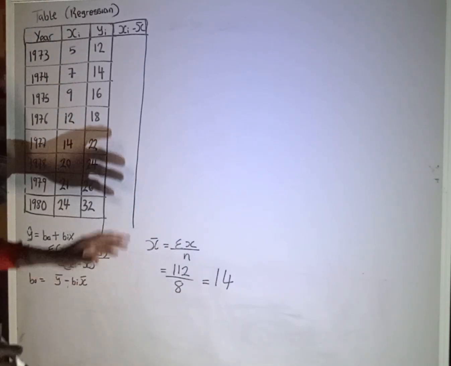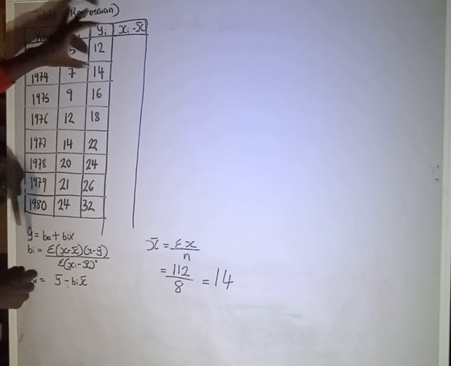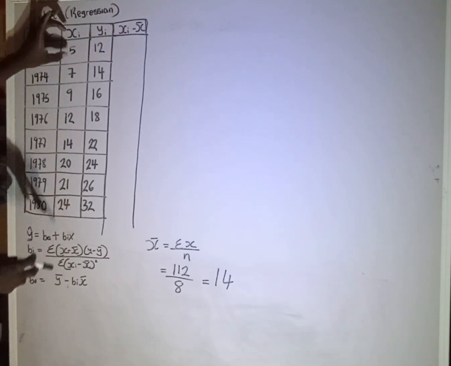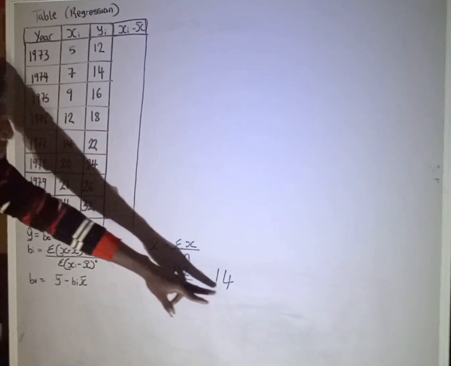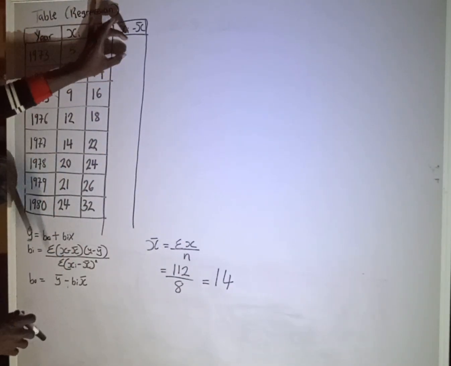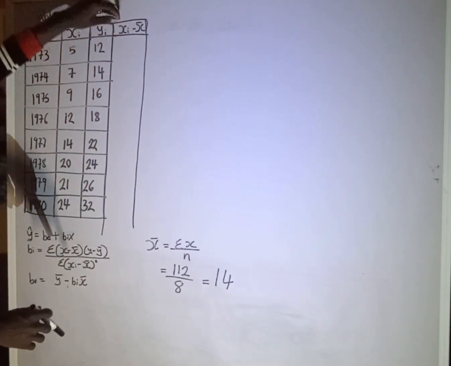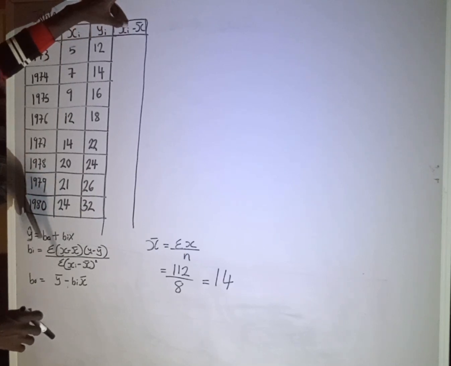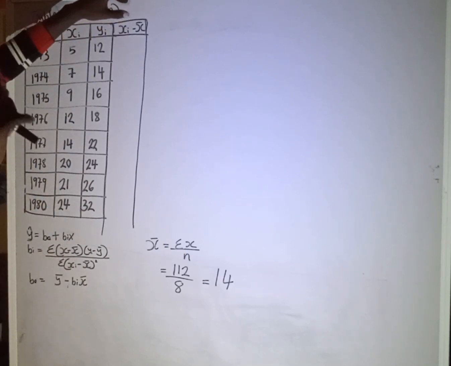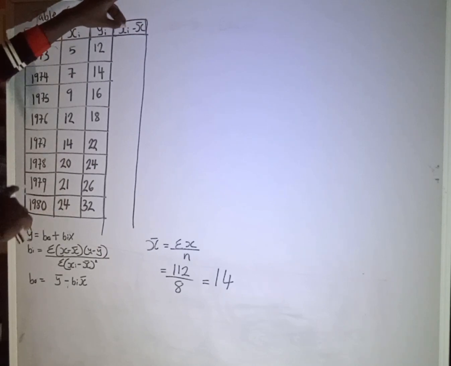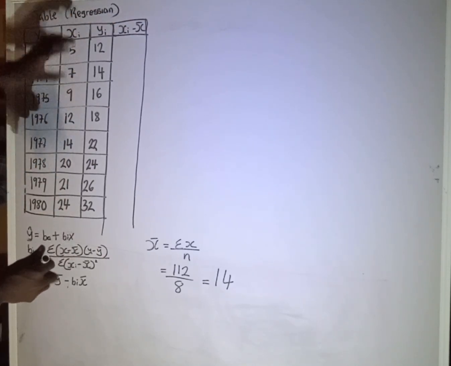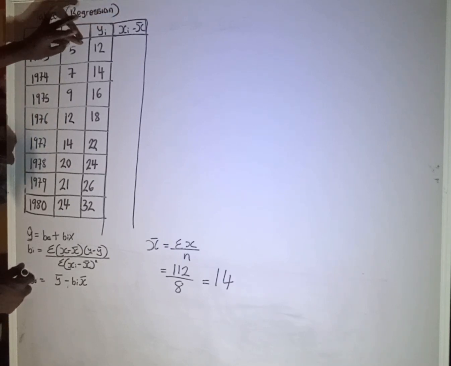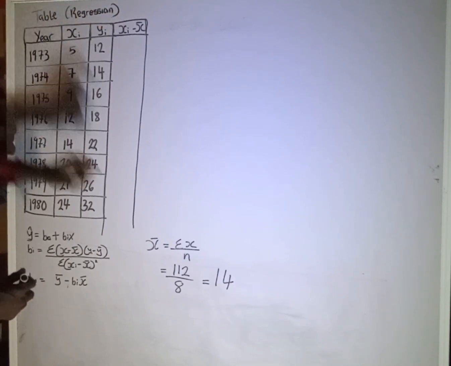So I've gotten that, and I can proceed to calculate each of the values of x minus x bar. I'm going to be taking each element of x and subtracting it from this mean. That is the meaning of the statement I wrote there: the i signifies that I didn't have only a single value of x. I have 8 values of x. So I'm going to be taking each value of x and subtracting it from the mean.